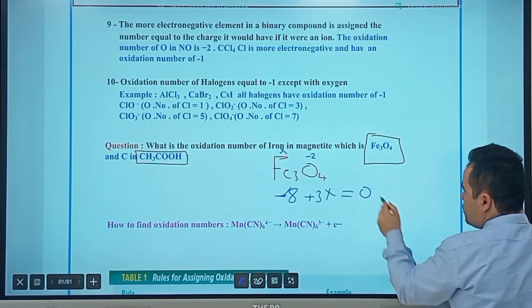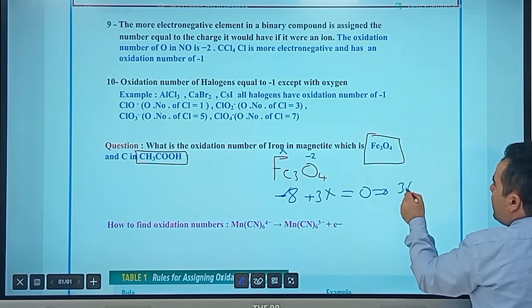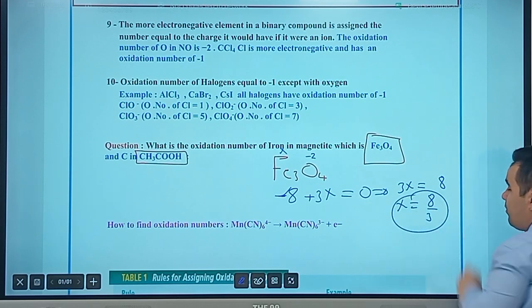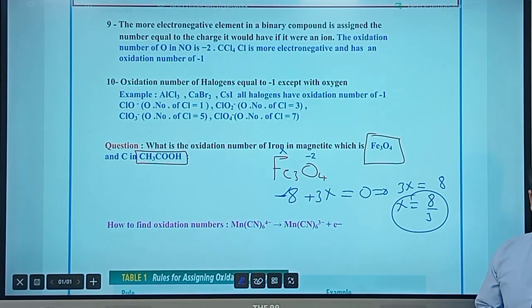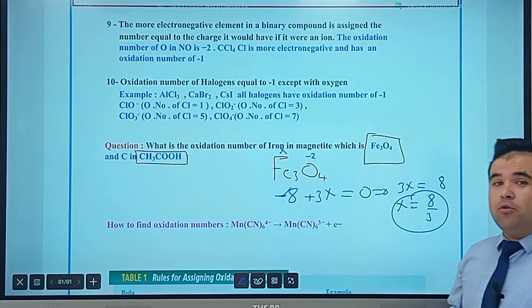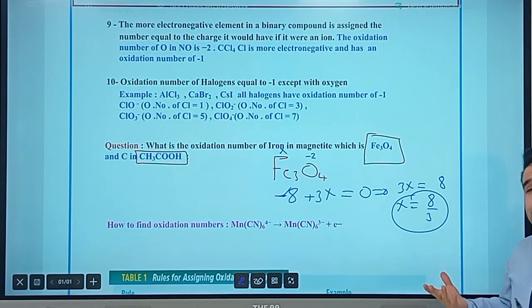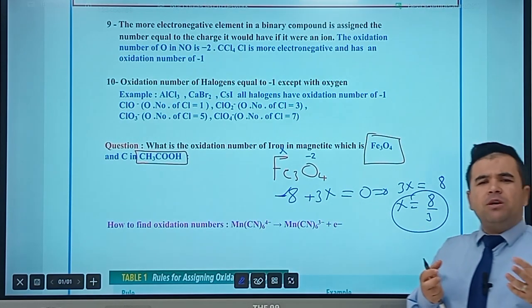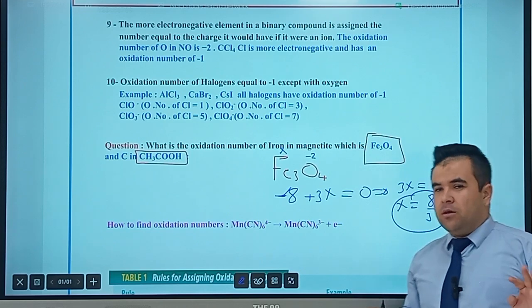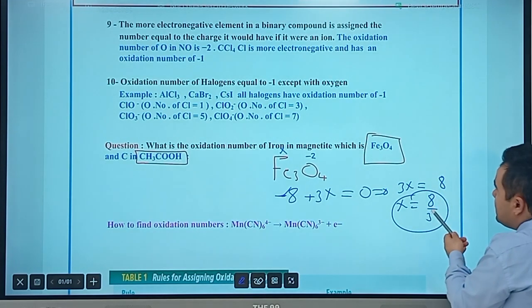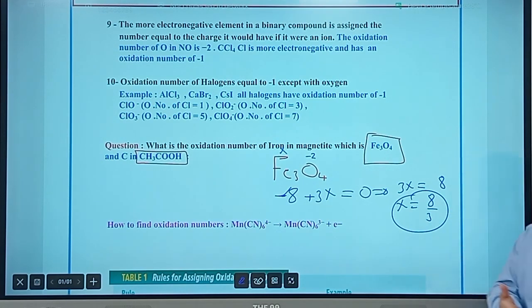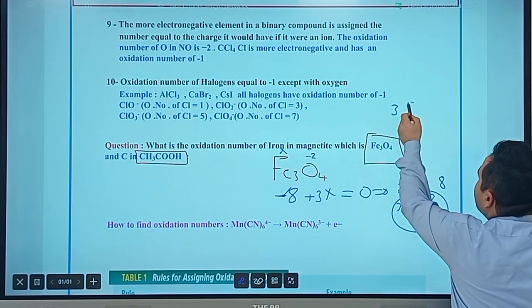So 3x equals 8, and x is equal to 8/3. This is the mathematical result for the oxidation number of iron in magnetite. But this is not right. It is true mathematically, but it's not logical, because the oxidation number must always be a whole number, not a fraction. Guys, what to do in this case? We cannot say the oxidation number of iron is 8/3. 8/3 is a fraction, it's not a whole number. Instead, just know that here we have 3 Fe.